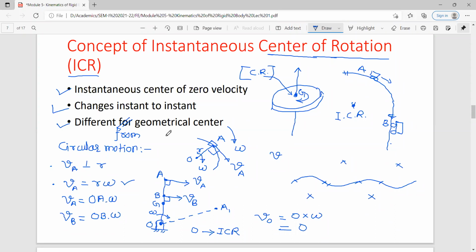Yes, sir. Okay, so that is about the ICR. You note it down in 3 minutes, then we will continue our discussion: how to find out the velocity, how to find out the magnitude, how to find out the direction. You note down in 3 or 4 minutes, then we'll continue.